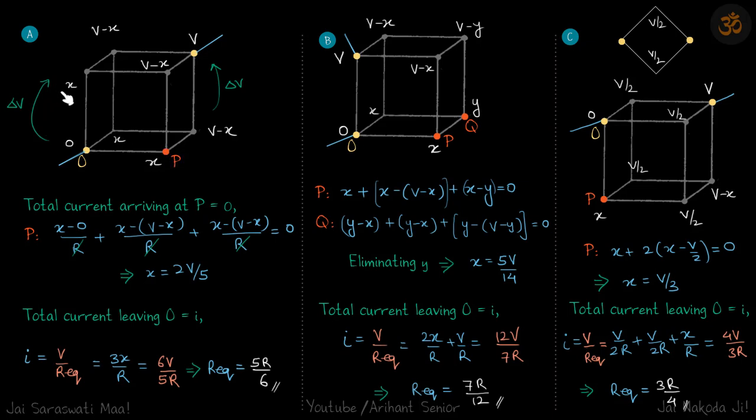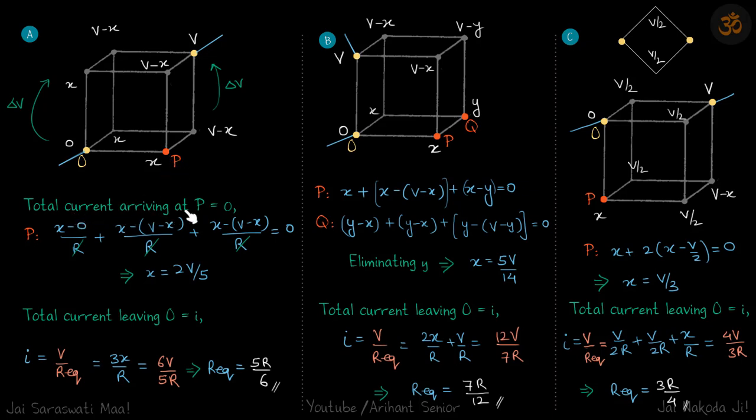And by our antisymmetric rule, if this increment is X, this increment should also be X, which means if this is V, this should be V minus X. So now this difference is also X, and so is this. Again, these 3 points are also symmetric, so all 3 will have their potential as V minus X. So for nodal analysis we need to do it at a node, so let's do it at point P, and we can see there is only one variable, so one equation should be sufficient.